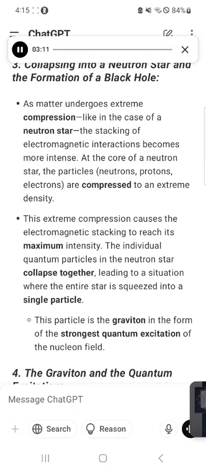It's not just a small perturbation in the quantum field, but a localized quantum distortion so intense that it leads to the singularity that we associate with black holes.